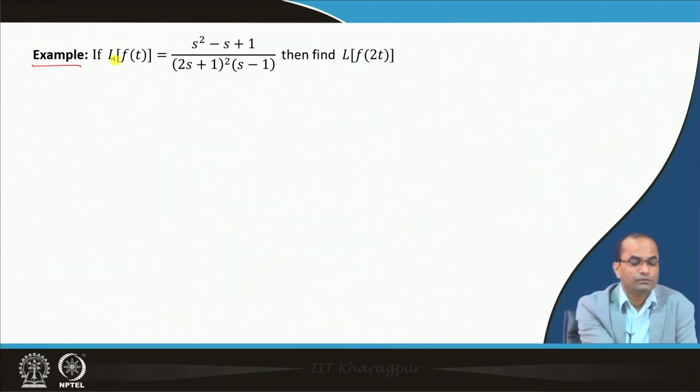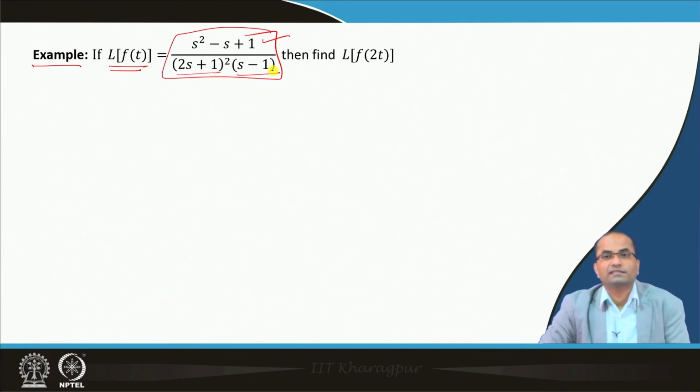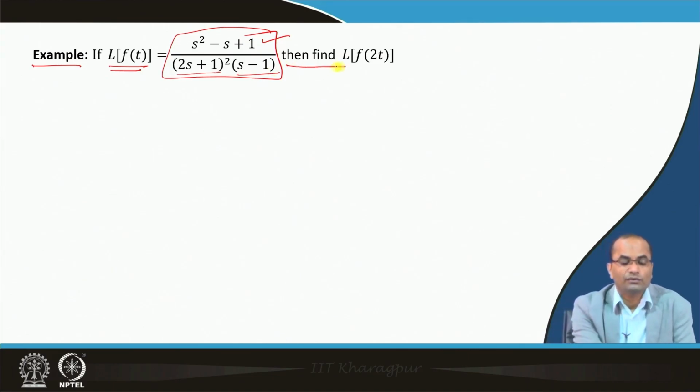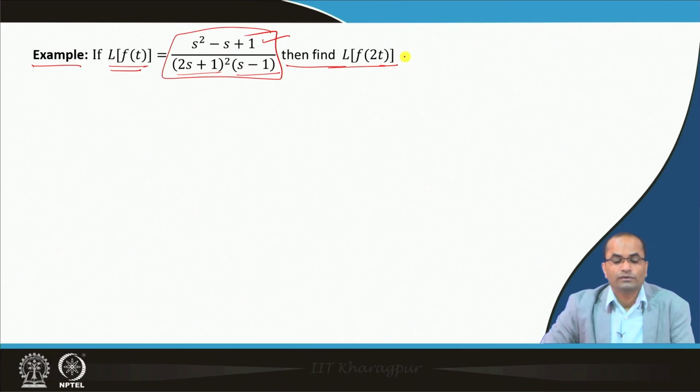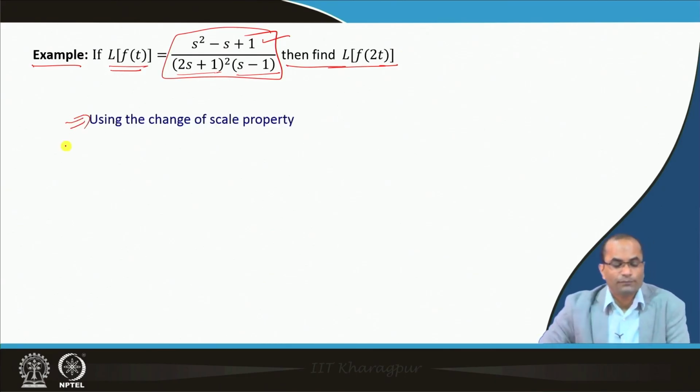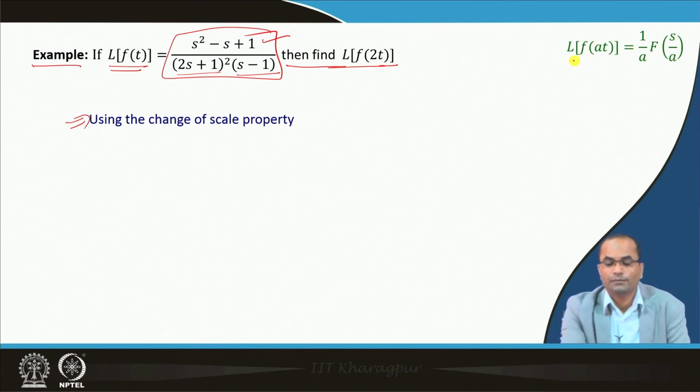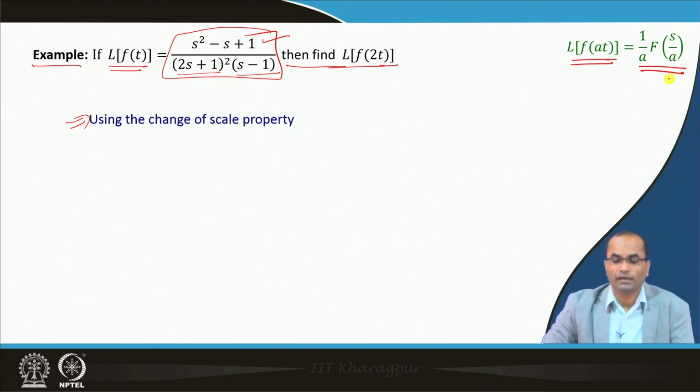Coming to the examples, we have the Laplace of f(t) given as (s square minus s plus 1) over ((s plus 1) whole square times (s minus 1)), and then we want to find the Laplace of f(2t). So, we will naturally use the scale property, which says that the Laplace of f(at) is nothing but 1 over a, and in the Laplace transform of f(t) we have to replace s by s over a.